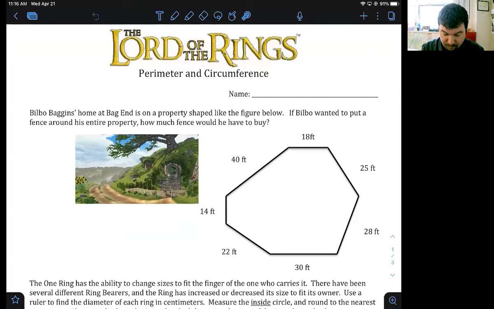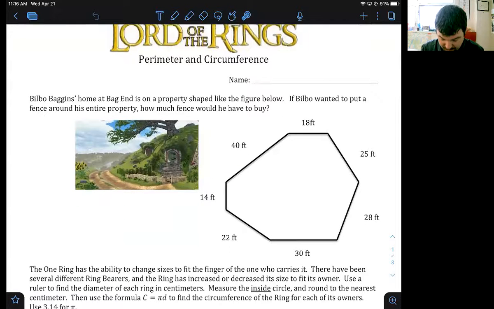And so remember, to find the perimeter, you just add the length of each side together. So you're just going to add those together. You can use a calculator for that. Shouldn't take you much time.